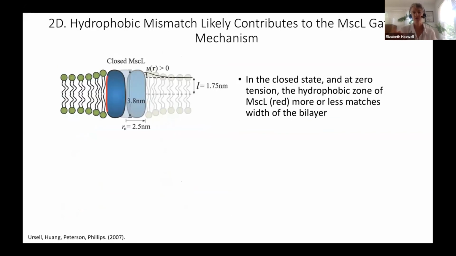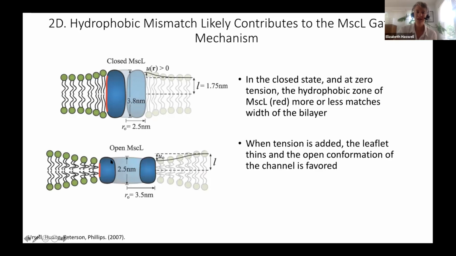Right, so hydrophobic mismatch, as I said, likely contributes to its gating mechanism. This is just a little bit more detail on how we think this works. When no tension is added, the hydrophobic zone here in red pretty much matches the width of the bilayer. But when you add tension to the membrane, now the hydrophobic zone has to be much narrower, and that energetic requirement favors the open conformation of the channel. Okay, does that make sense to folks?